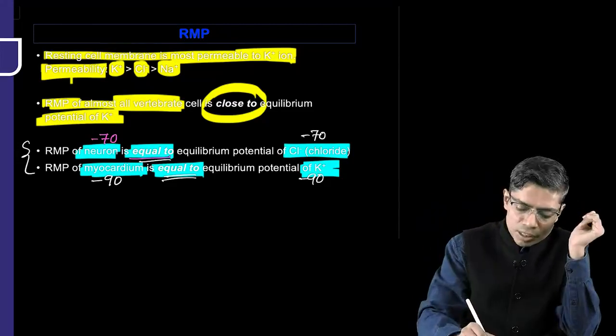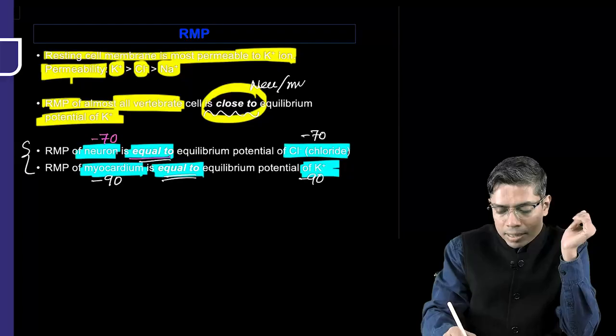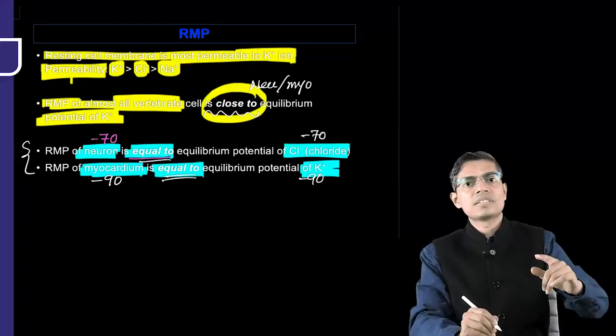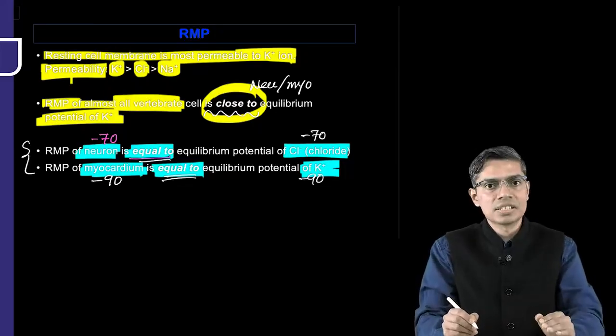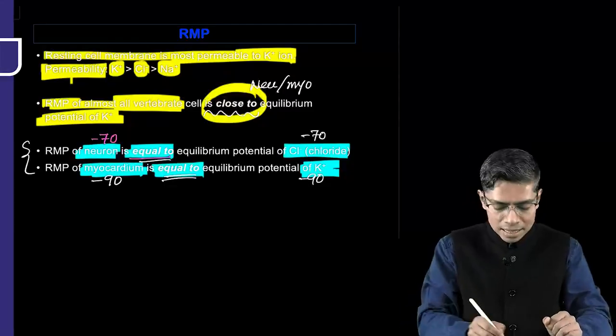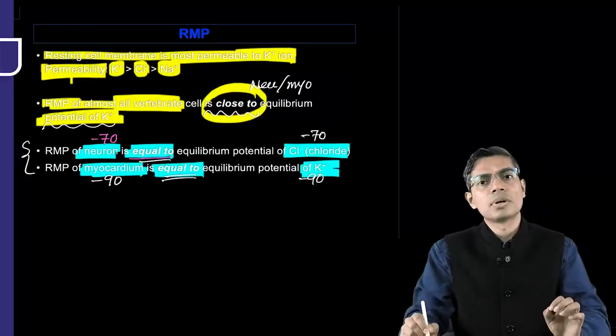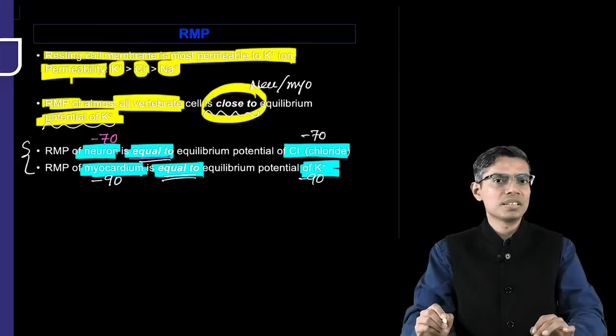But whenever I ask you "close to", maybe neuron, maybe myocardium, in all the cases "close to" means they are asking the concept of which ion is maximally permeable in resting condition. The RMP will be close to that ion's equilibrium potential, and the answer here is always potassium. Getting my point? Please note down this very important thing. So this is all about generation of RMP. We'll do certain MCQs so that your concept will be stronger.